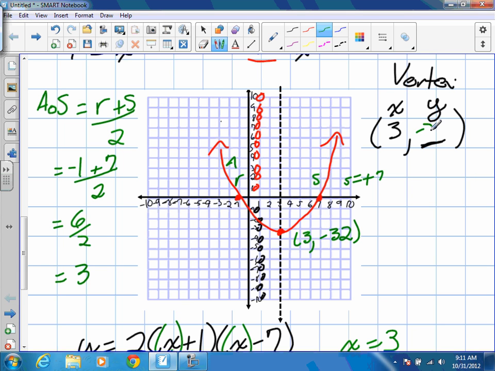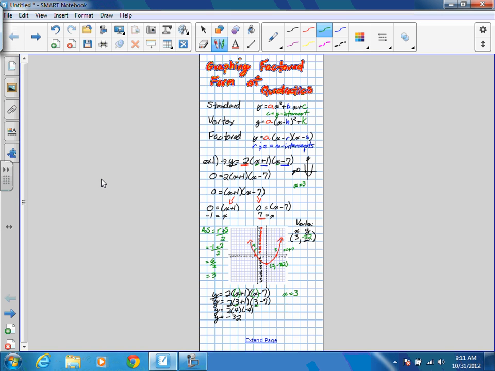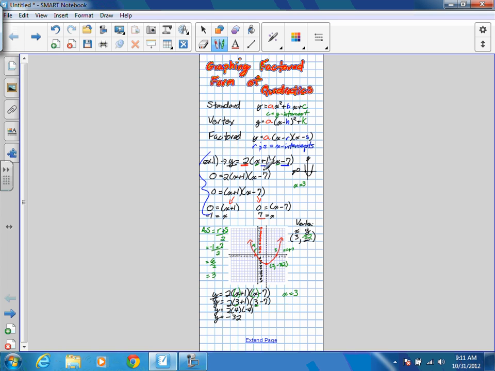A lot of steps there. Remember, we don't always have to do this middle part. As long as we recognize that the x value in front is a 1, we can instantly know the x-intercepts as being -1 and +7. And from there, we find the axis of symmetry and then the y value of the vertex. Okay?